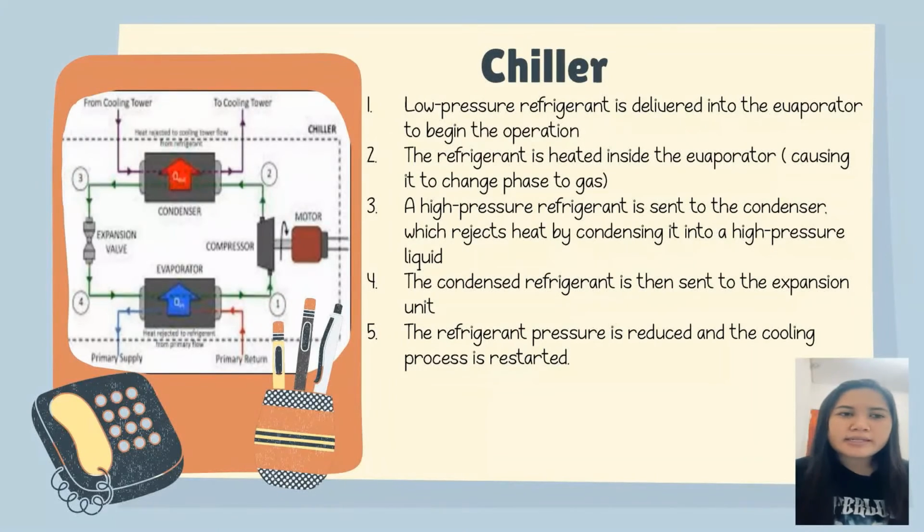And the last one is chiller. A low pressure refrigerant is delivered into the evaporator to begin the operation. The refrigerant is heated inside the evaporator, causing it to change phase and become a gas. Then the high pressure refrigerant is sent to the condenser. The condensed refrigerant is then sent to the expansion unit. As a result, the refrigerant pressure is reduced and the cooling process is restarted.